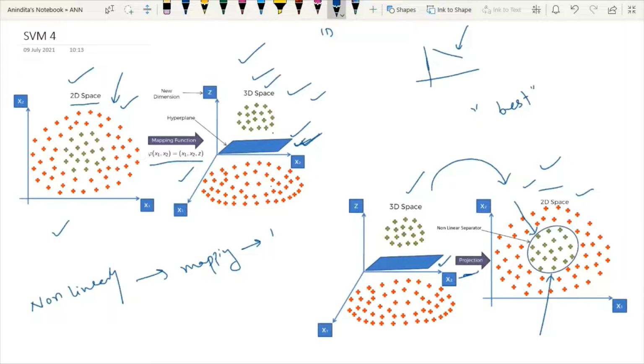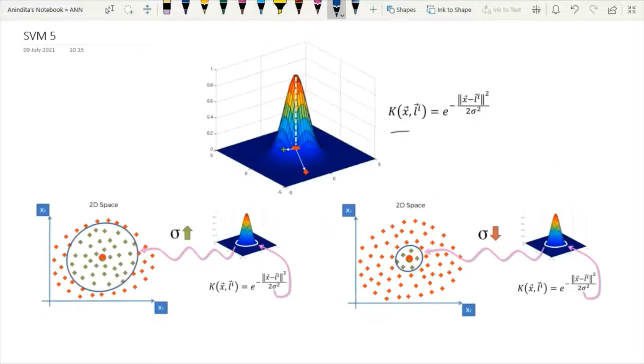Now to solve this kind of non-linearly separable classification, SVM uses a concept known as the kernel trick. Now we will try to understand this kernel trick applied by the SVM algorithm. Say we have one equation like this. What is this K? This K stands for kernel. We have two values over here. Say X signifies some data points and L signifies some landmark.